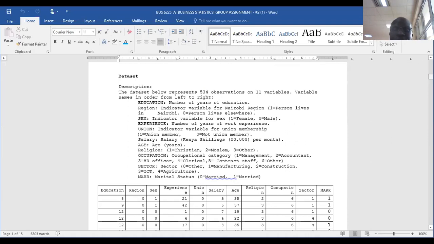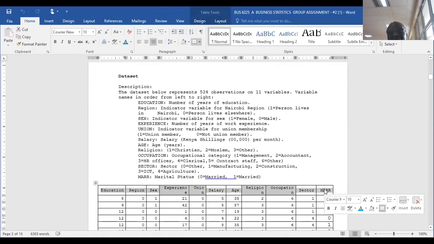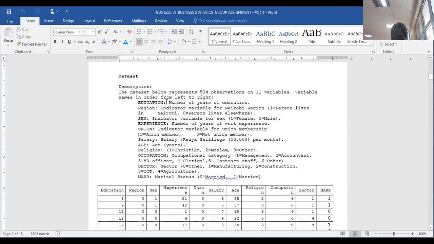You can call them X1, X2 up to X11. It doesn't matter. Or just give them variable names. This one we gave variable names, from education all the way to marital status. Those are the factors that affect salary level in that study. These variables are described here. Number of years of education is education, because you can measure education in two ways, either by the number of years of education or by level of education: no education, primary, secondary, university, and so on.